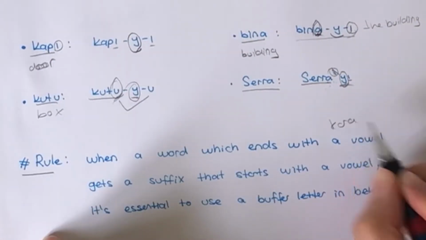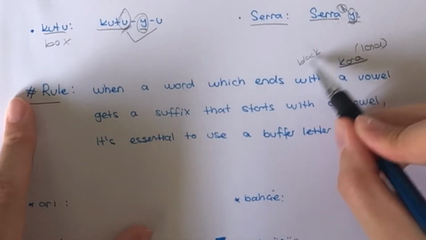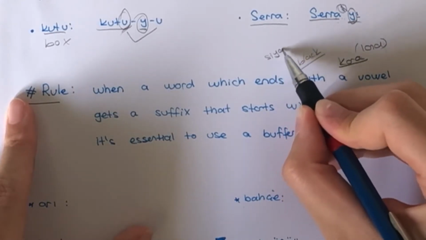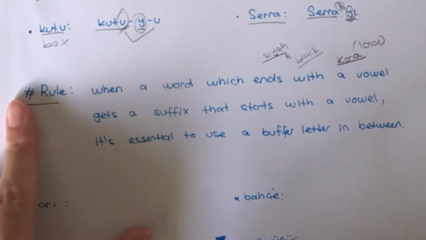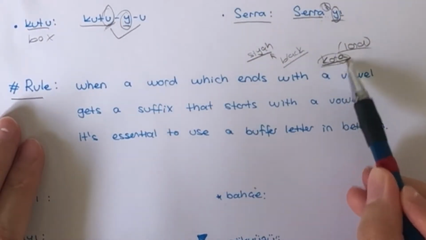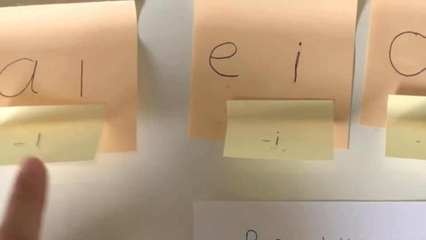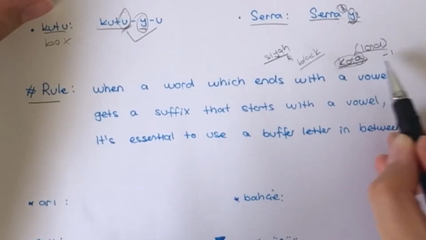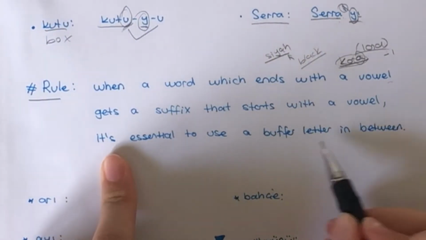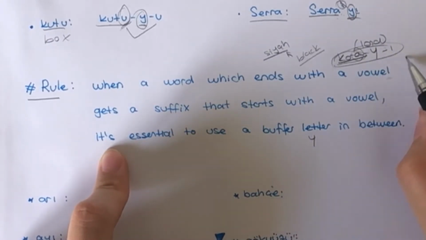Kara, land. It also means black, but another name for black that we use is siyah. But kara also means black. So when a word which ends with a vowel, here we have kara, it ends with a vowel A, gets a suffix that starts with a vowel, it's essential to use a buffer letter in between. Our buffer letter in this case is Y, so karayı means the land.